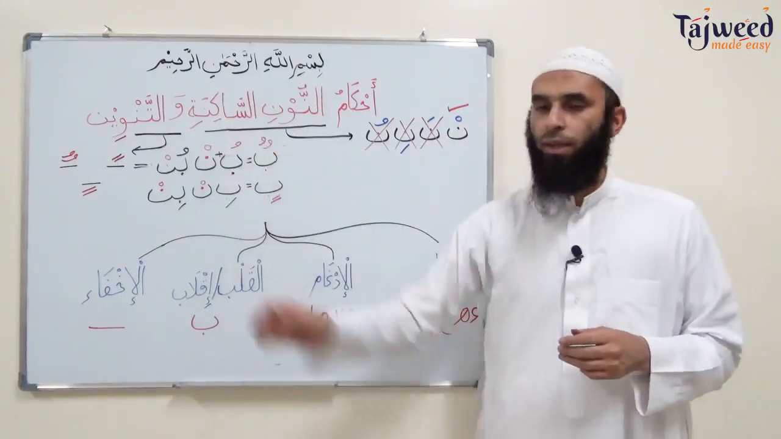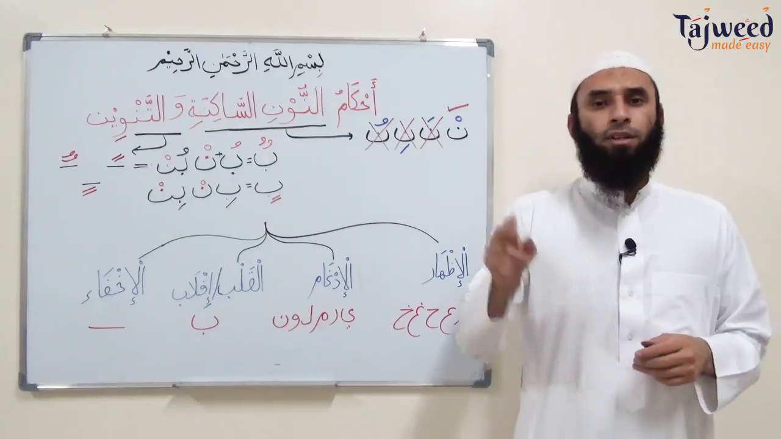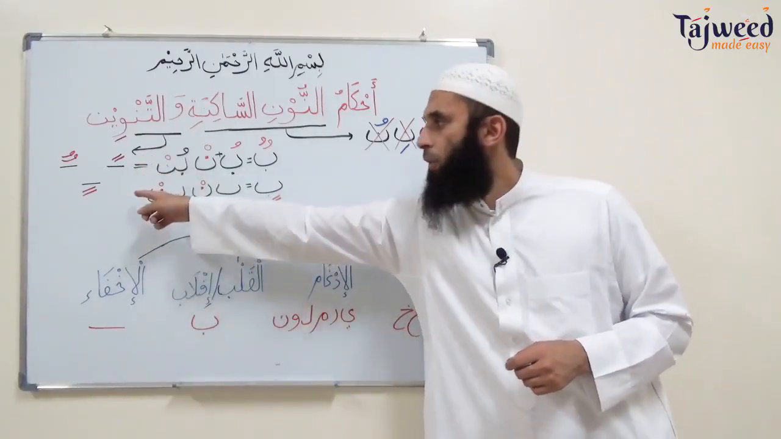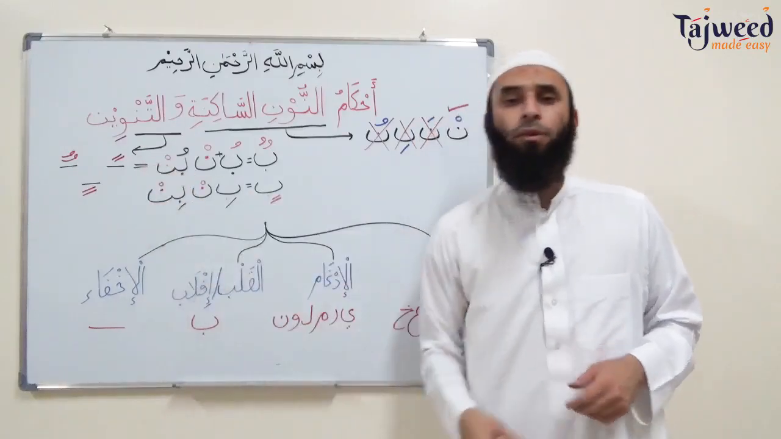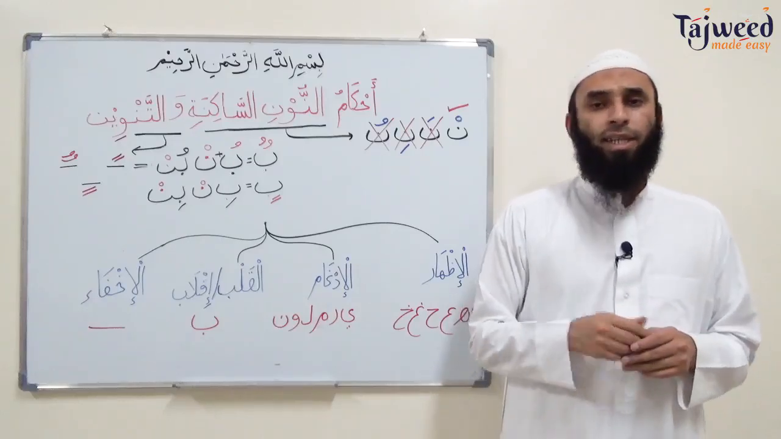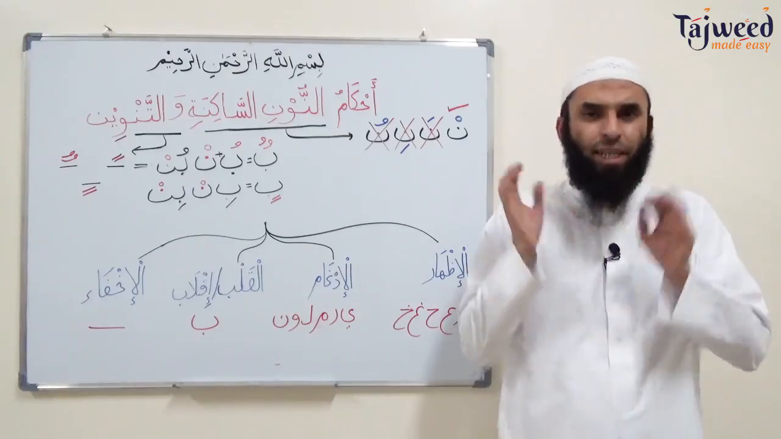What do we mean by tanween? Tanween just means double the vowels. So double fatha, fathatan, double kasra, kasratan, and double dhamma, dhammatan. The origin of fathatan, kasratan, dhammatan is actually one vowel plus a hidden nun.